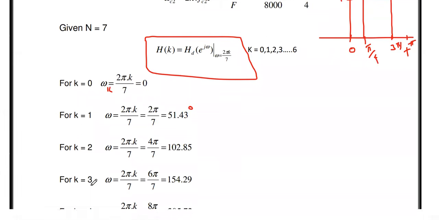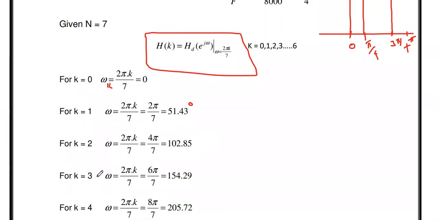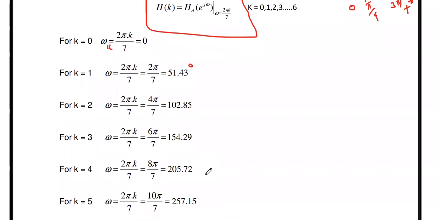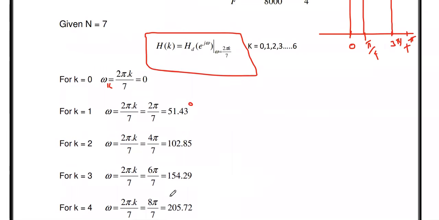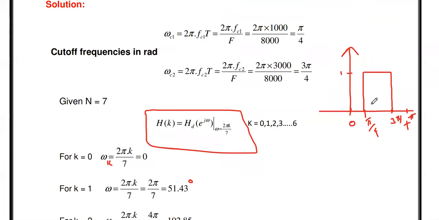Similarly, for k equal to 2, 102.85 degrees. For k equal to 3, 154. K equal to 4, this. K equal to 5, this. K equal to 6, this. So for these 7 k values, we are going to take a sampling.